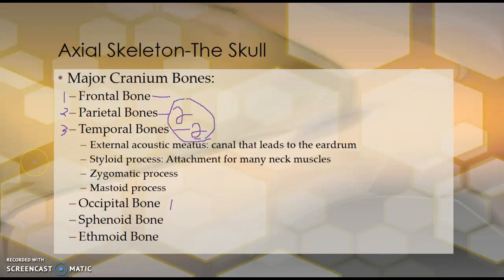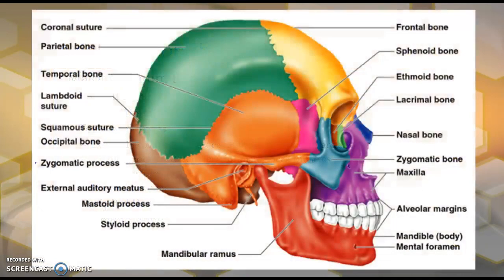The temporal bone contains a lot of important, what we call bony markings. One is the external acoustic meatus, and pretty much I just like to call that your ear hole. And then the styloid process is a part where a lot of your neck muscles attach. You also have a zygomatic process and a mastoid process. And process just means it's kind of sticking out of it. So a lot of times it's for muscle attachment when you see that word process.